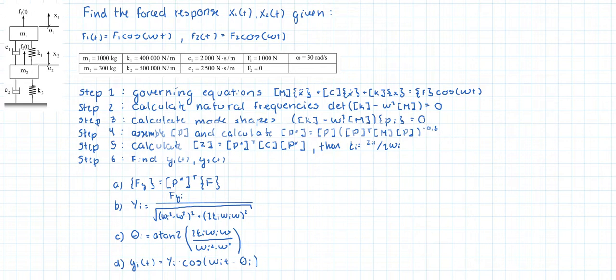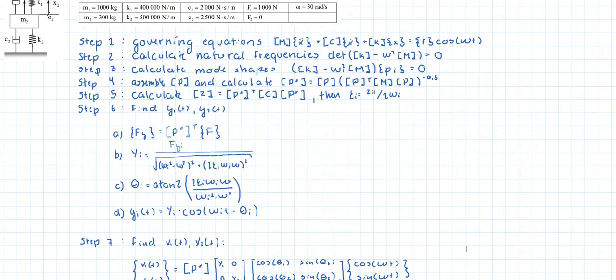Alright, so the first step is simply to find the governing equations. We've done this many times before, so it shouldn't be that big of a problem. Step number 2 is to calculate the natural frequencies by setting the determinant equal to 0 of the stiffness matrix minus the natural frequencies squared times the mass matrix. After that, we're going to calculate the mode shapes. Again, we've done this before, it's not too complicated.